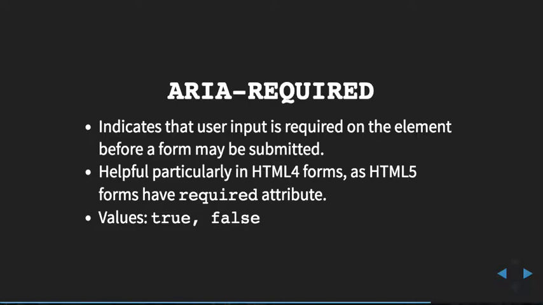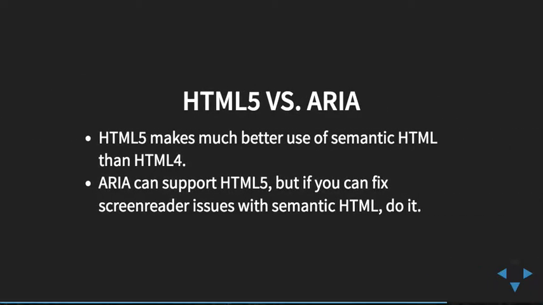So ARIA required indicates that user input is required. This is particularly helpful on HTML4 forms. It's a tongue twister, because HTML5 introduces a lot more semantic HTML, and it also introduces the required attribute. So this would take on a Boolean as well, true or false. I didn't have any examples of that one because Twitter honestly doesn't have it because it uses mostly HTML5.